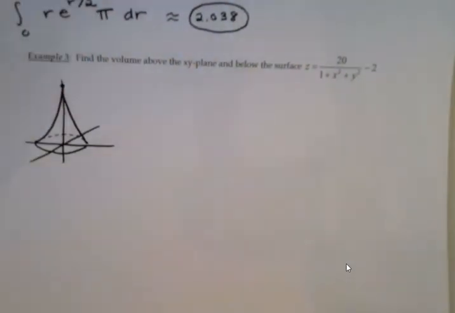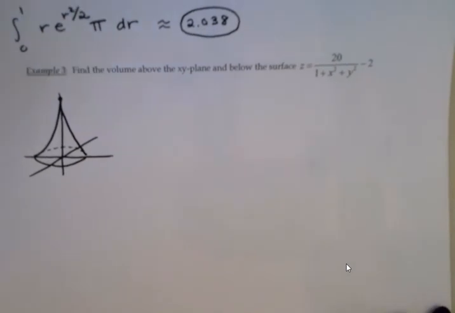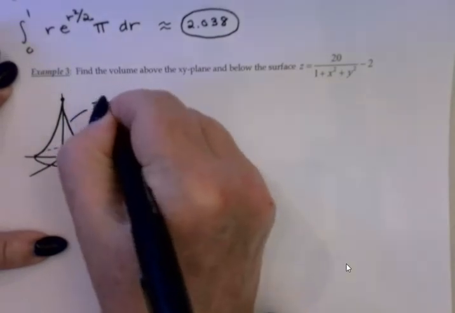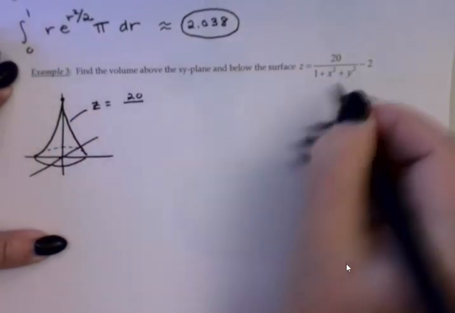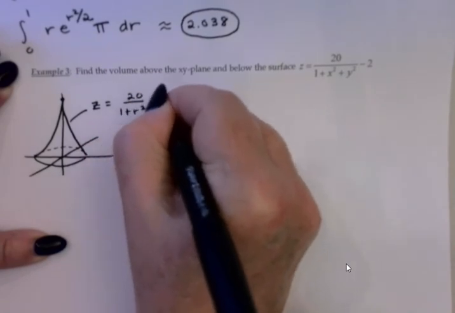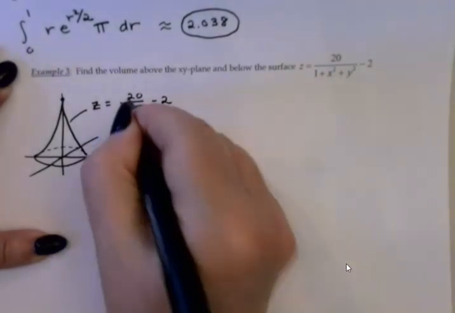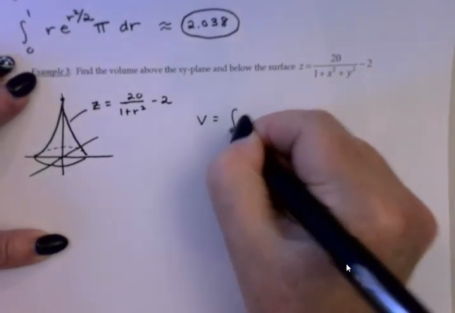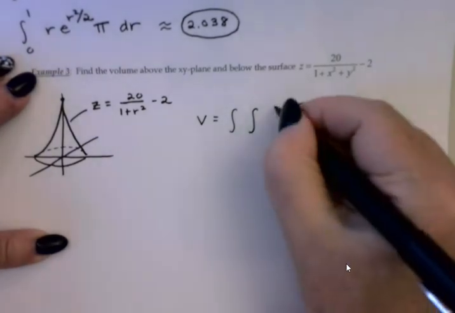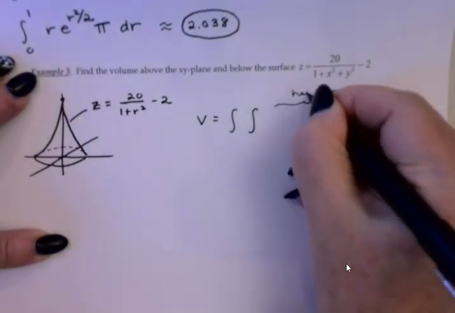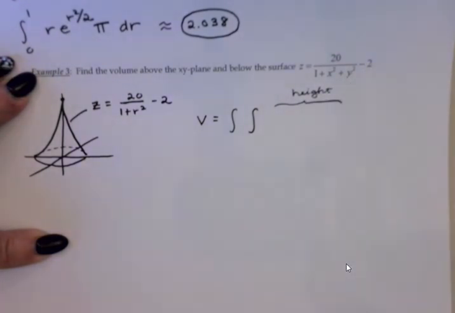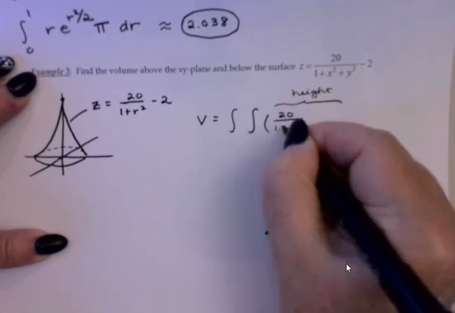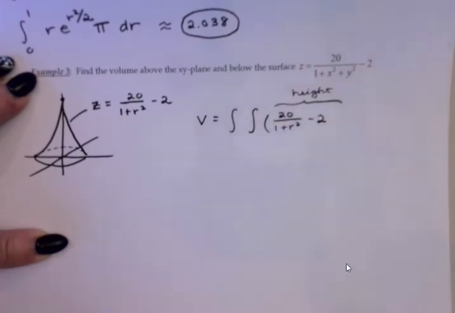So a couple of things. First of all, I probably do want to do this in polar coordinates. So my surface here, I'm going to think of as z equals 20 over 1 plus r squared, minus 2. And so when I go to find the volume, I'm going to take the double integral of that height function. The height is really just the z value, 20 over 1 plus r squared minus 2.